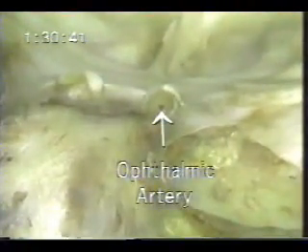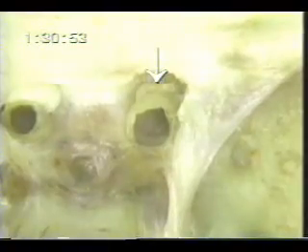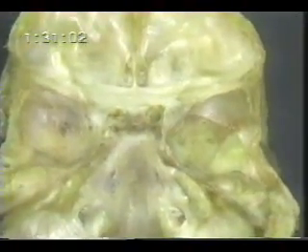As it completes its backward turn, it gives off a branch, the ophthalmic artery. To see that, we'll remove the optic nerve and the dura beneath it. Here's the start of the ophthalmic artery. It runs forwards into the optic canal, along with the optic nerve. The ophthalmic artery supplies the contents of the orbit and continues forward to supply the central part of the forehead.